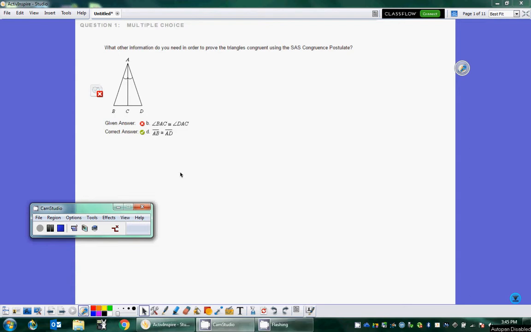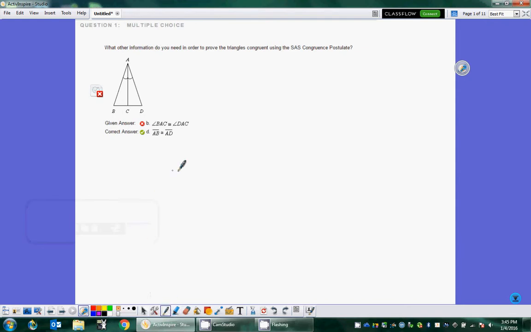Alright, so in this video I'll go ahead and go over the chapter quiz. Mainly with this chapter 4, we're trying to show that two triangles are congruent. For triangles to be congruent, they have to have all the same side lengths and all the same angle measures, okay? There are 5 ways that I can show that two triangles are congruent.